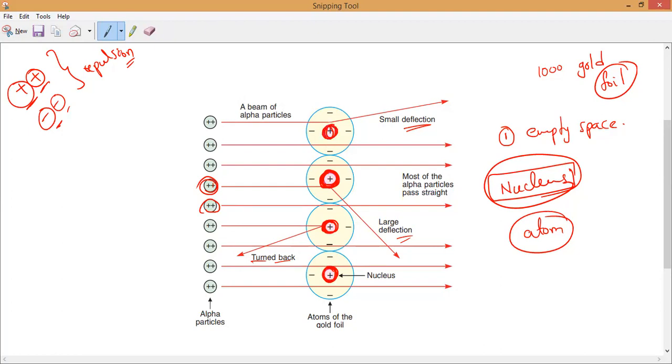So that is why he said it has what charge? A nucleus has a positive charge. Later we found that the nucleus has both protons and neutrons. As we know, protons have positive charge and neutrons have no charge. So the overall charge is positive. So what is the charge of the nucleus, guys? The nucleus is positively charged. That is what he concluded.